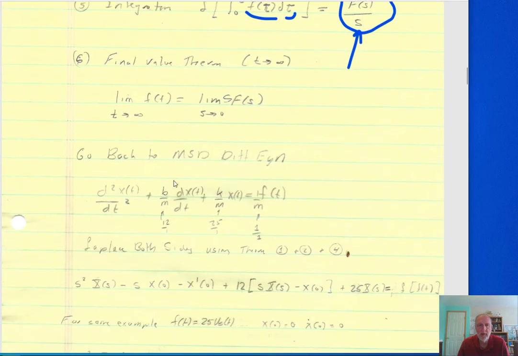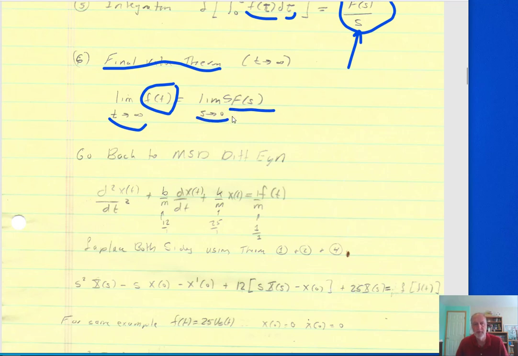Another theorem that's helpful is the final value theorem. If you have a function and you want to know what its limit is as time goes to infinity, you don't have to take it all the way to infinity. If you have the Laplace transform version of it, you just multiply by s and take this limit. So the limit of f of t as time gets large is just F of s times s at s equals 0.